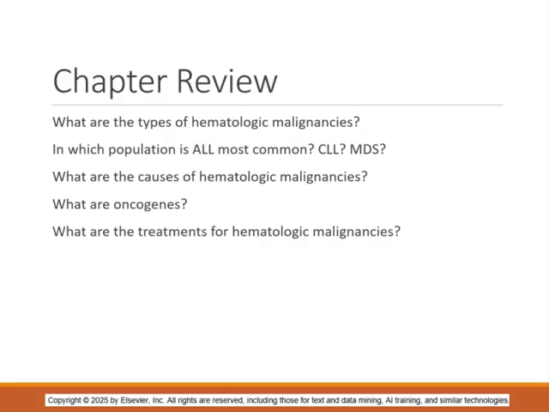So for the different types of hematological malignancies, statistically, what is the most common age for ALL, CLL, MDS? What are the different causes? What is an oncogene? And just the basics of treatment. We'll get into more depth when we get to each individual chapter. So just look at the chapter in your textbook, look at the questions at the end, and if you have any questions, please let me know.